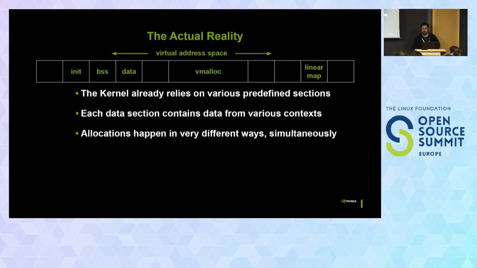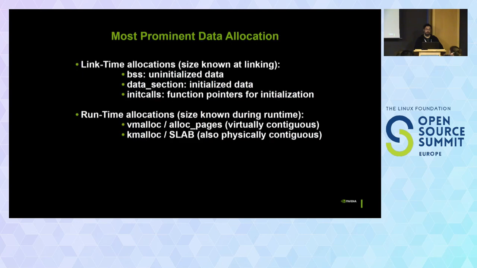Unfortunately, the kernel already defines its own memory map, because it has regions where you can have init calls, pointers to init calls, initialized data, non-initialized data, address ranges which are reserved for runtime allocations and whatnot. So we cannot do that exactly in the way I showed. But what we can do is apply that partitioning to each of these sections.